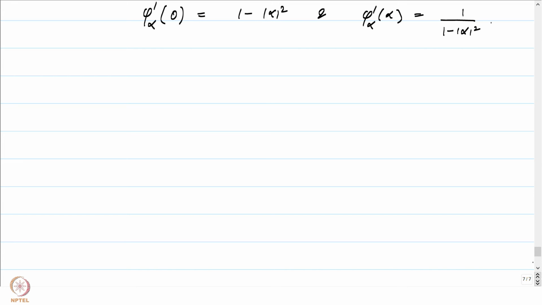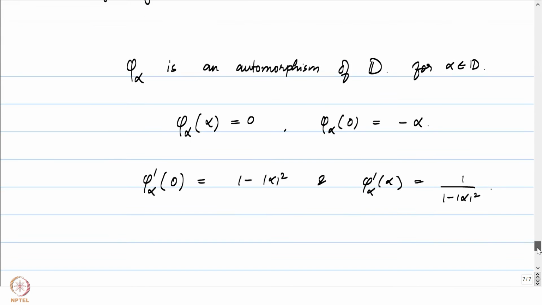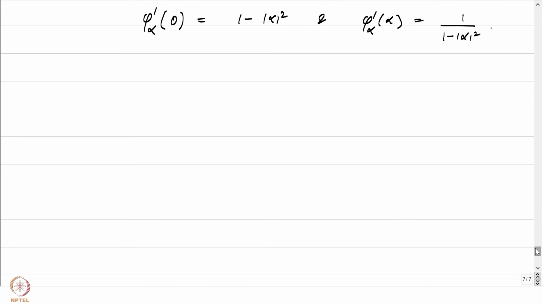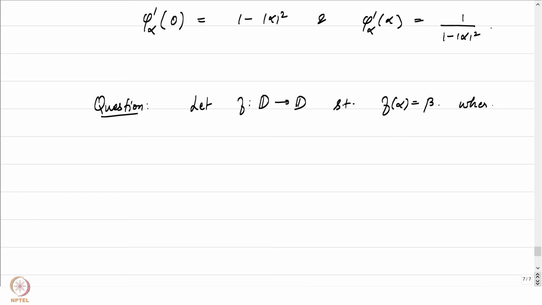Let's now try to get hold of what are all the automorphisms of the unit disk. We already saw a big class of automorphisms. Let's now try to see what are all the automorphisms of the unit disk. To do that, let's try to answer an extremal problem rather. So let's ask the following question. Let f be a map from the unit disk to itself such that f of alpha is equal to beta, where alpha and beta are points in the unit disk.